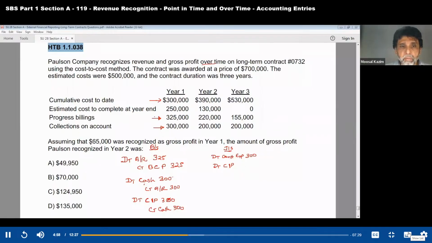What's the profit in year one? The profit, because all this is year one entries that we are passing. Okay, so I should mention that year one somewhere. The profit element is 65,000. So I would debit CIP 65 and credit revenue, construction revenue 365.